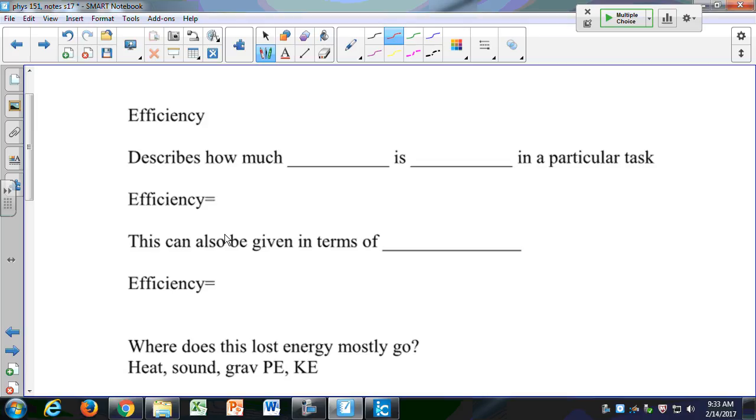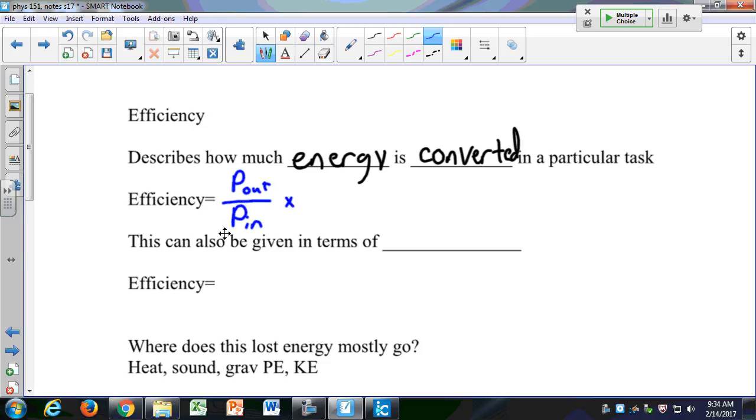Okay, efficiency. This will become important again later, but let's just define it now. This describes how much energy is converted in a particular task. You've probably seen this before, either in some of your classes here or in high school. But efficiency is defined as the output power, P out, over P in, times 100% to make it into a percentage.